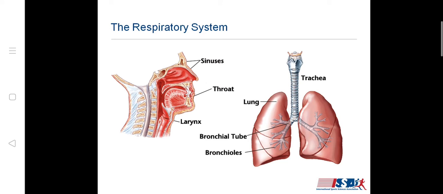The respiratory system consists of the lungs and air passageways leading to and from the lungs, including the mouth, throat, trachea, and bronchi. The respiratory system supplies oxygen, eliminates carbon dioxide, and helps regulate the pH balance of the body.